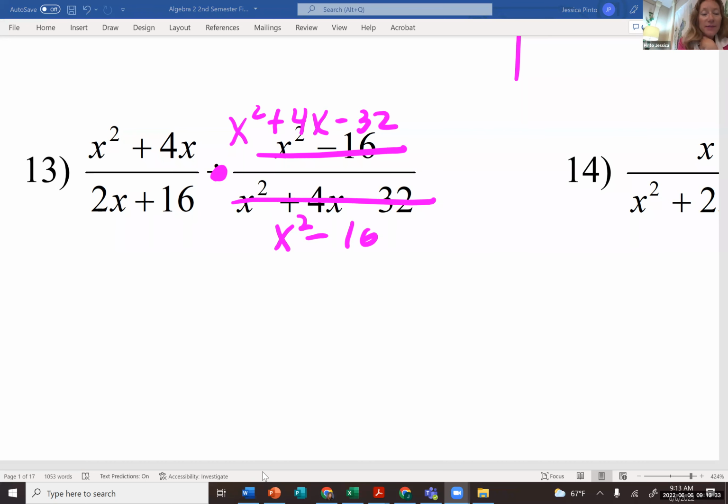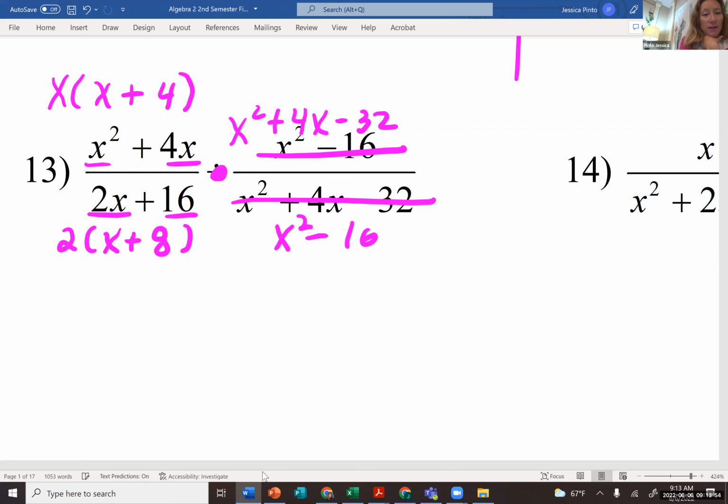So I've got some factoring to do. I'll start with the binomials. Looking at these, both have a GCF of x. So I'll take the x to the outside of parentheses and divide both of those to give me x plus 4. In the denominator, this binomial has a common factor of 2. That's going to give me x plus 8. So I factored those. I kind of just like to leave them out of my mind.